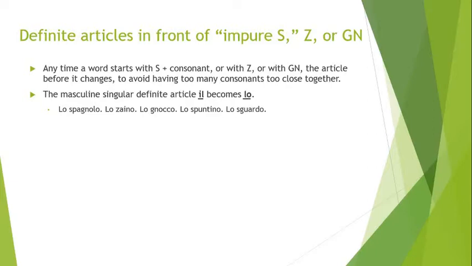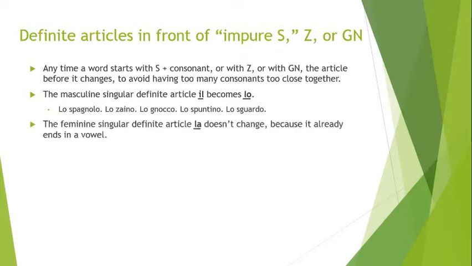Anytime you see S plus consonant, and if it's a masculine noun, then you know that il is going to become lo. The feminine doesn't have to change because la already ends in a vowel, right? So la Spagna is fine because there's not three consonants in a row. La Spagna is fine, and la strega, that's fine.